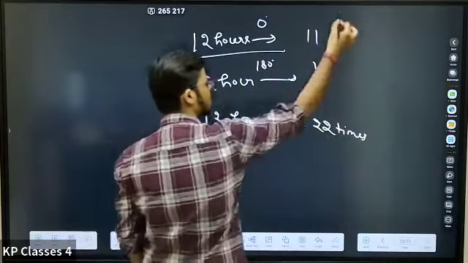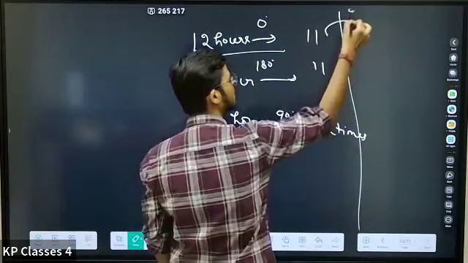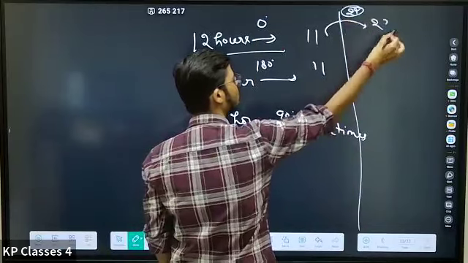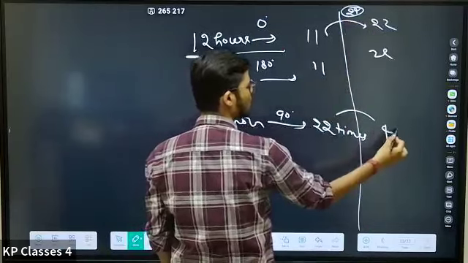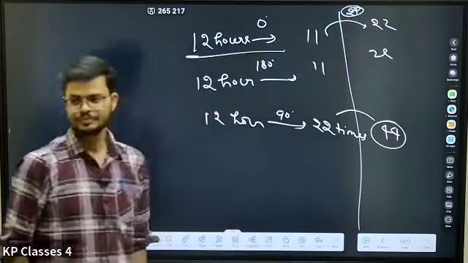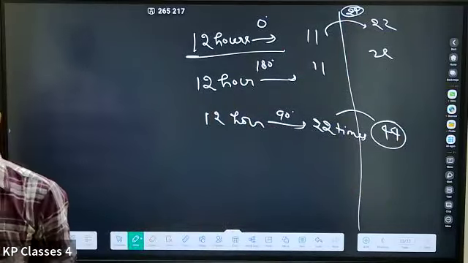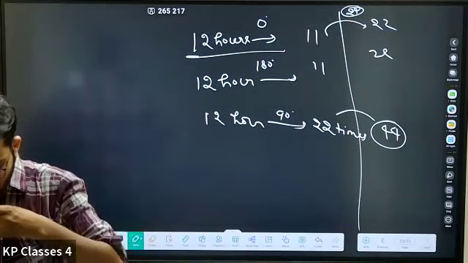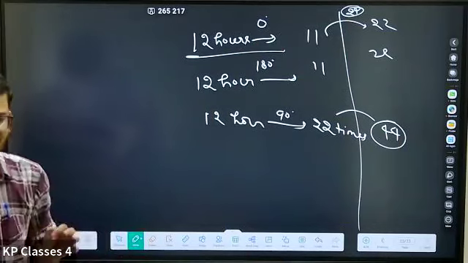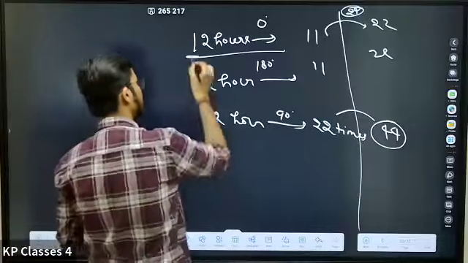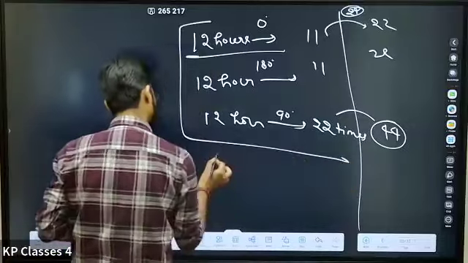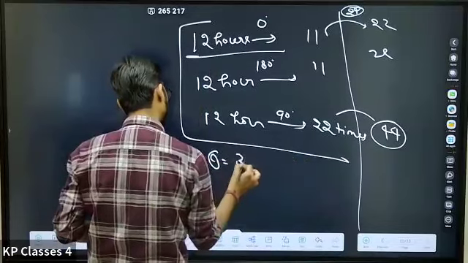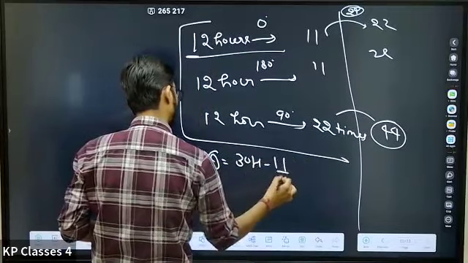Now if I say 12 hours, what will be happening in 24 hours? It will be 22, 22, so 44. So any of these things can be asked with respect to your clock. Let's talk about another case. This is one type. You just keep this formula in mind: theta is equal to 30h minus 11 upon 2 m.